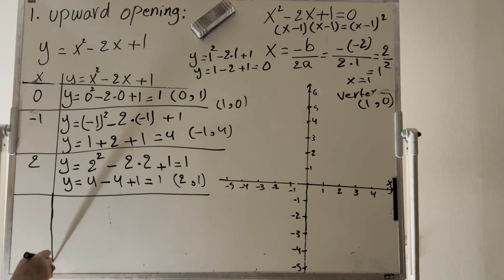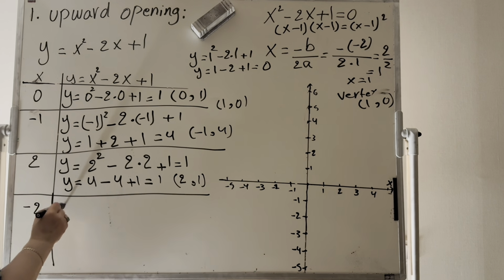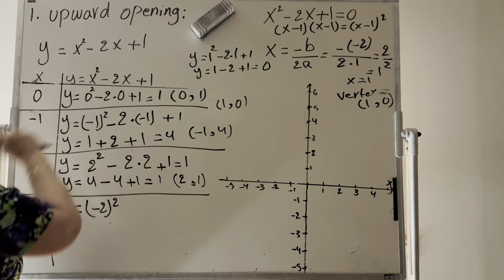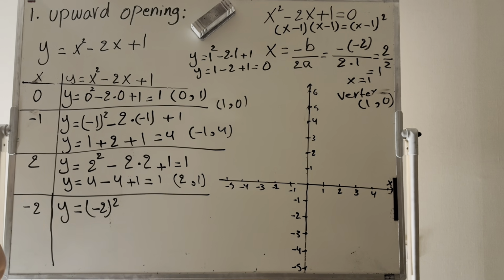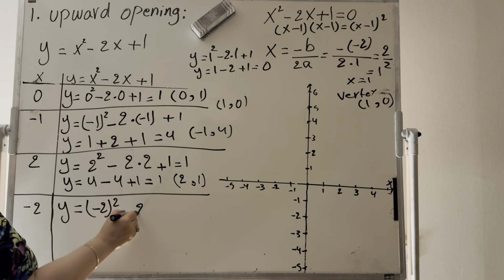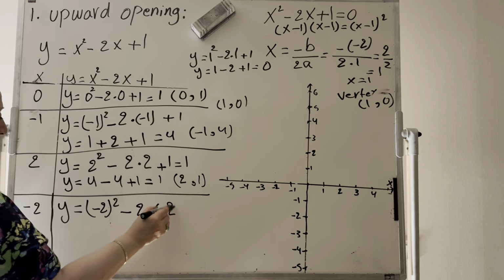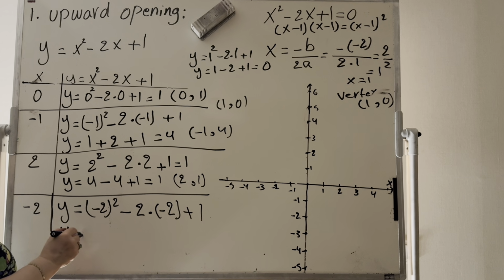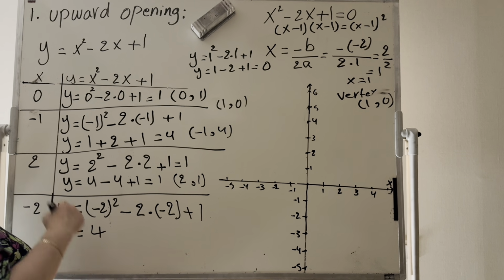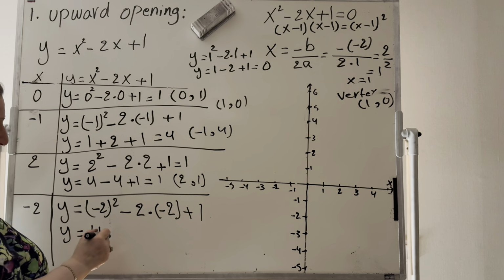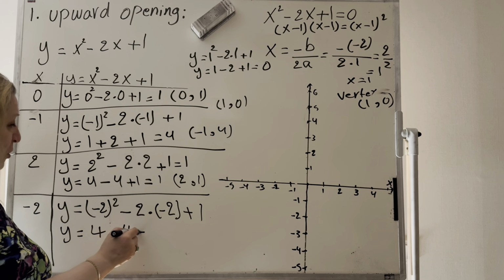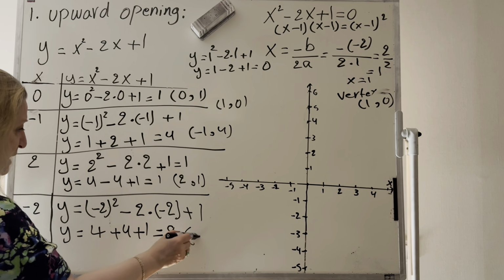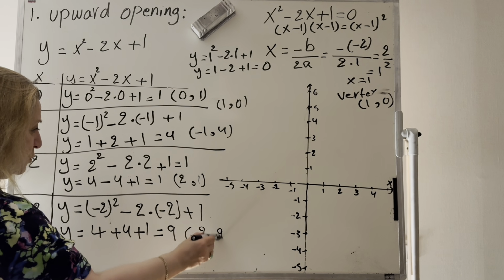Then I will take x equals minus 2. Instead of x, I will write minus 2: minus 2 squared minus 2 times minus 2 plus 1. Minus 2 times minus 2 equals 4, and minus times minus is plus, so minus 2 times minus 2 equals plus 4. 4 plus 4 plus 1 equals 9. So when x equals minus 2, y equals 9.